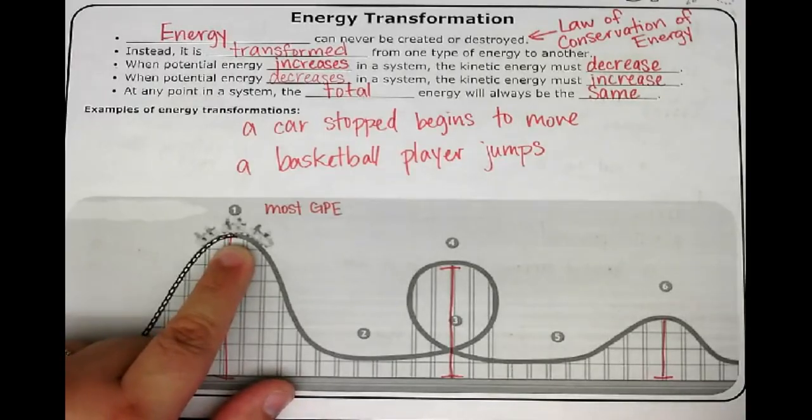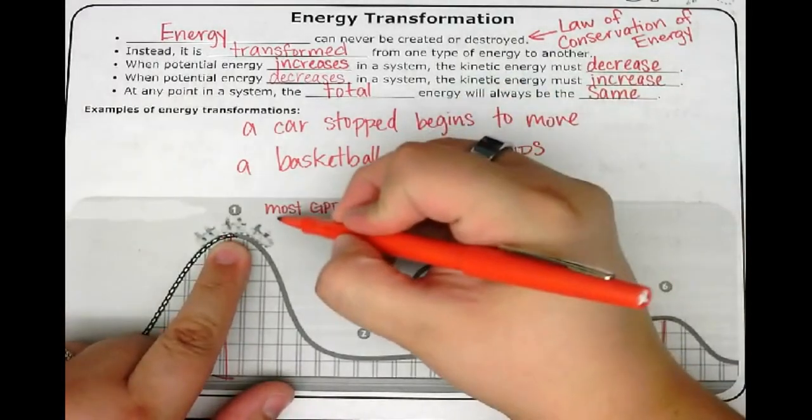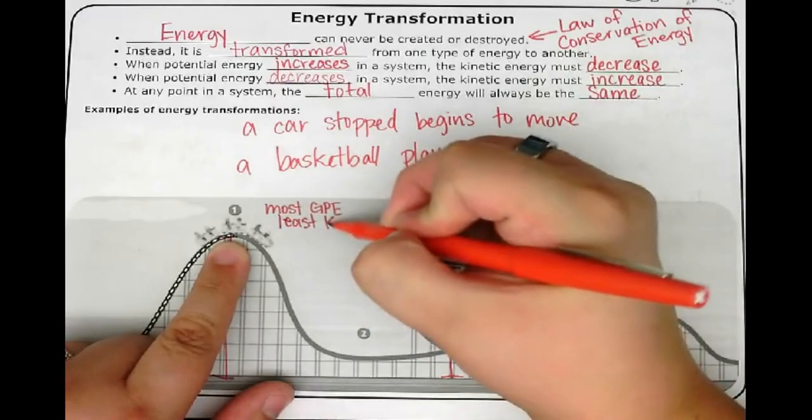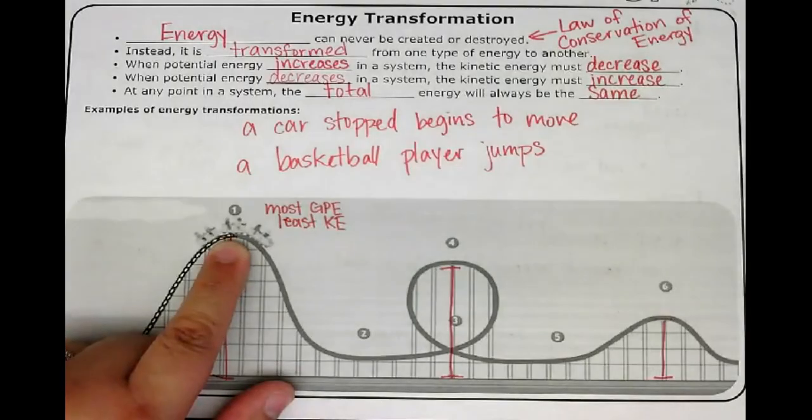Right? Remember, we also talked about how the roller coaster goes up, up, up, up, up, and then it pauses before it goes down the hill, right? It stops for 2 seconds, right? So that would be the least kinetic energy, or KE, because it stopped moving for a second.